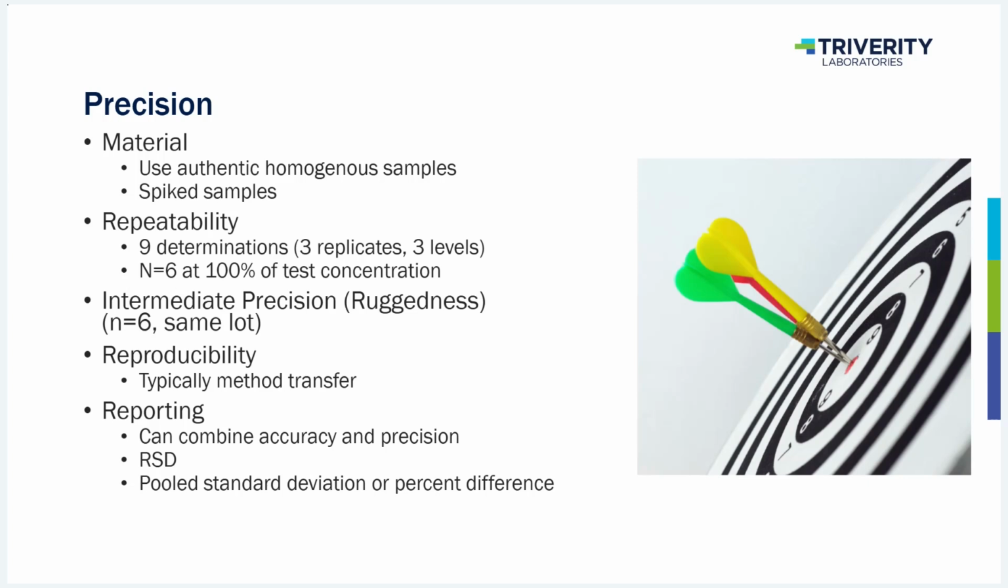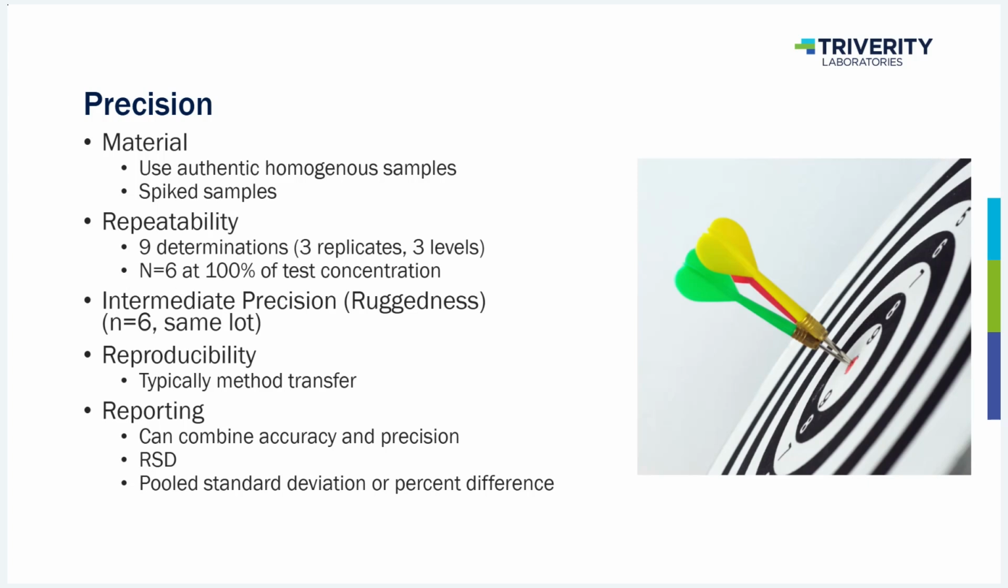But typically the way we do it is we do accuracy, 3 replicates, 3 levels, whether it's spiked or nominal. And then we do an N of 6 at 100%. And that 100% is, for assay, a normal sample. It's a normal lot. So we would combine those 2 studies in the protocol and say we're going to do an N of 3 at 70, an N of 6 at 100, and an N of 3 at 130 for assay.